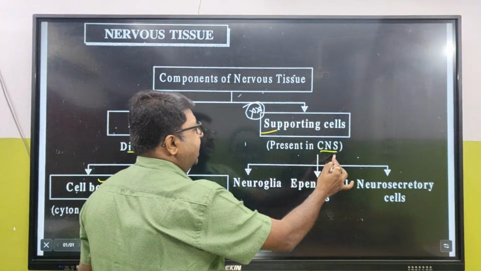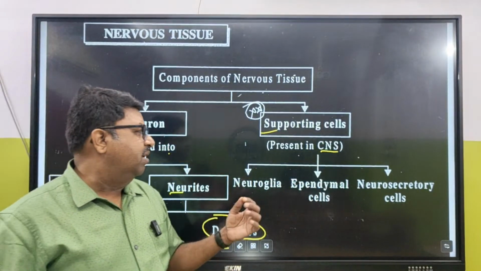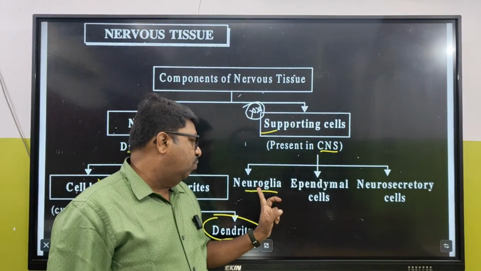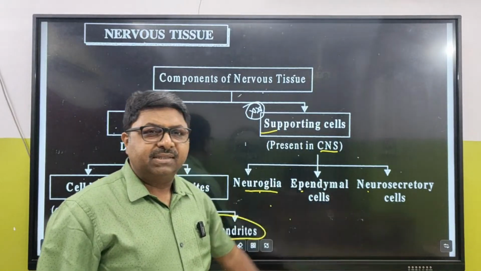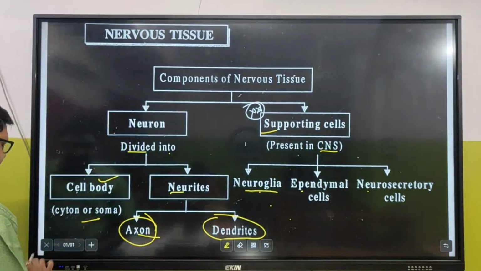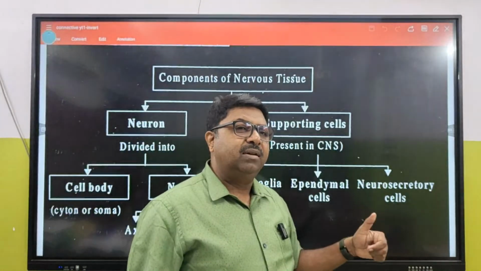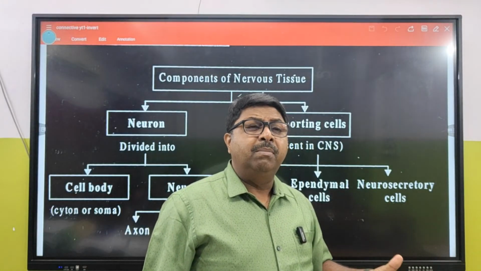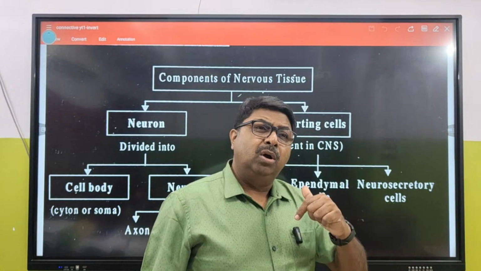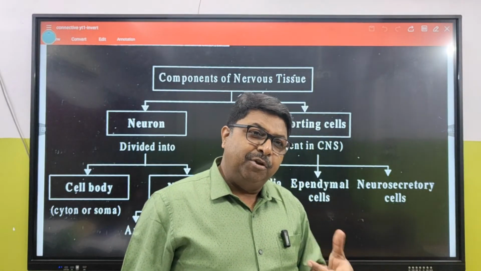Supporting cells, they are present where? Inside the central nervous system. So supporting cells are of three different types. What are they? One is neuroglia, ependymal cells, and neurosecretory cells. Neurosecretory cells, you have got in the nervous system and in the endocrine system. Do you remember the figure in your book of hypothalamus, anterior pituitary gland? Find their neurosecretory cells present.